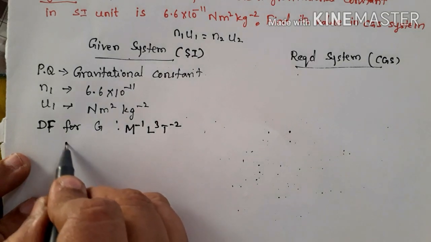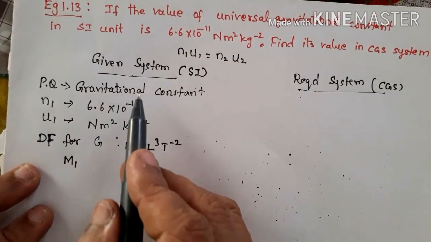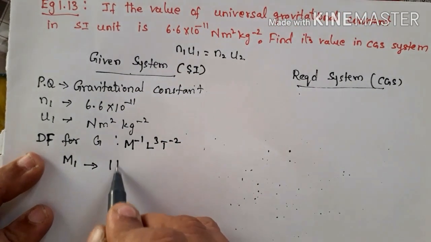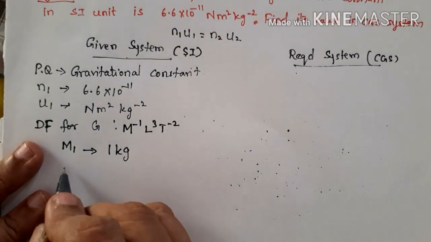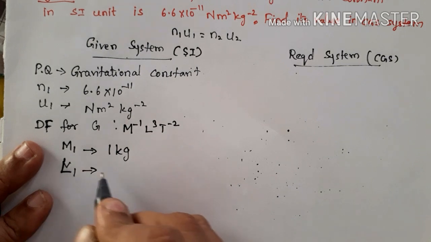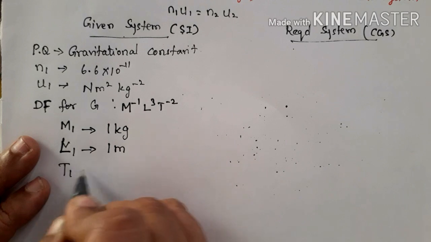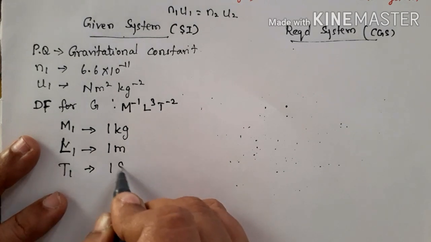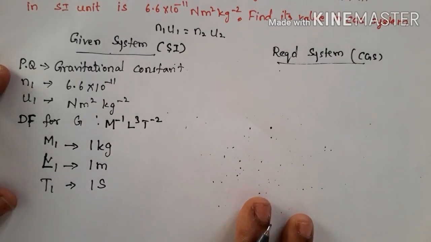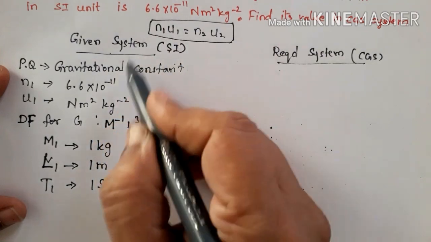And next I will write M1. In the given system, mass can be represented in the SI system, so it will be in kilogram. Okay, and next is L1. In the SI system it is meter, and T1, time in the SI system, is 1 second. So first, before going to the problem, before substituting in this, you just collect all these details, children.